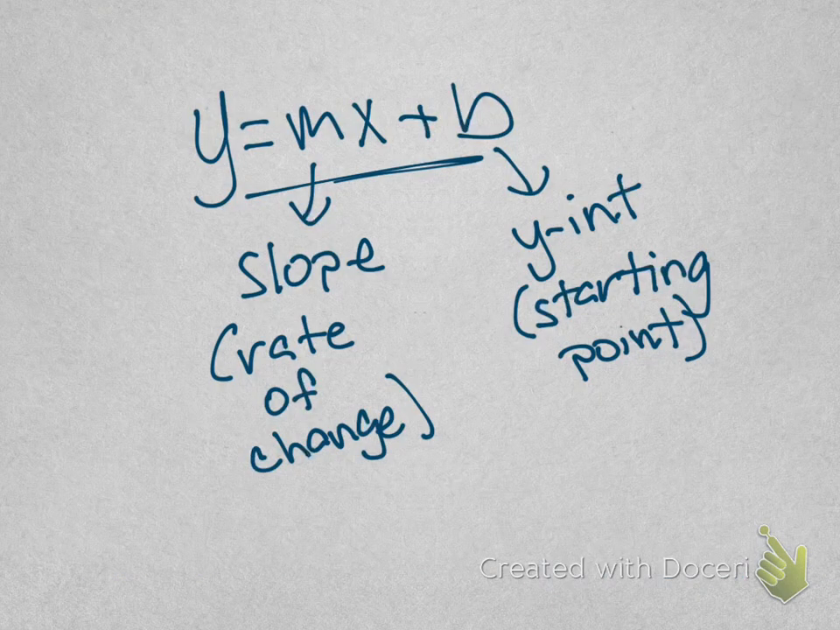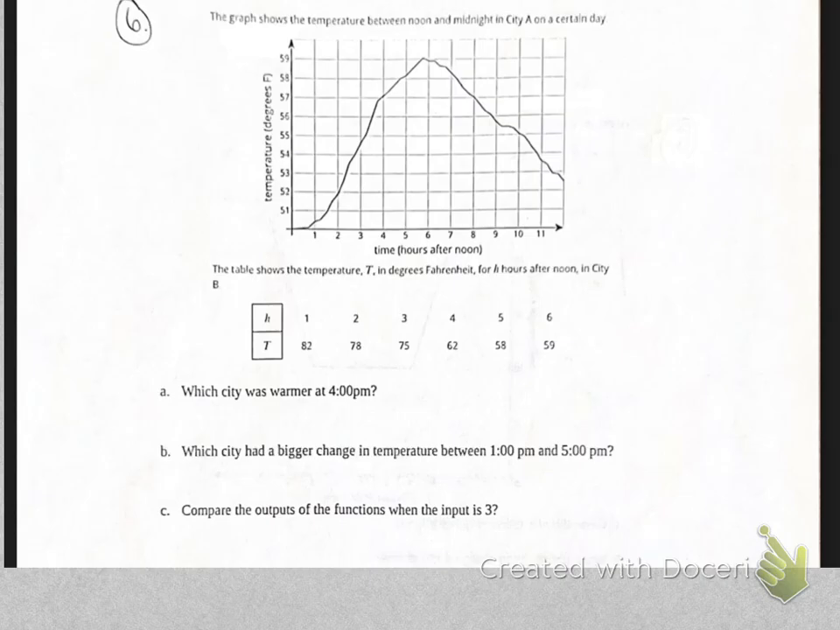Alright, next question. Number 6. I pulled this one straight from lesson 7. The graph shows the temperatures between noon and midnight in city A on a certain day. The table shows the temperature T in degrees Fahrenheit for 8 hours afternoon in city B. The table shows the temperatures for city B.